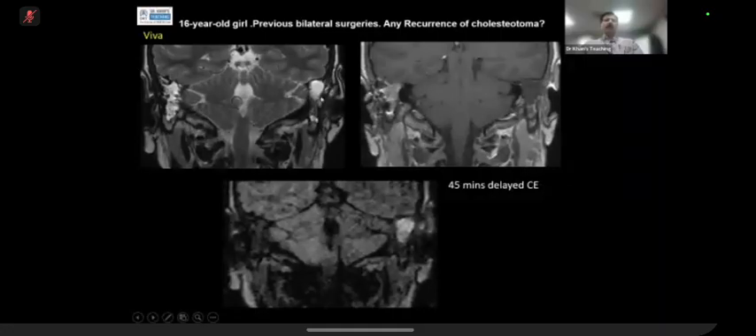Now this is bilateral, so I want you to tackle right and left. Let me describe: this is a 16-year-old with previous bilateral surgeries, any cholesteatoma? First of all, tell us what is happening on the right. Just concentrate on the right, and then I will ask you the left. Over to you.